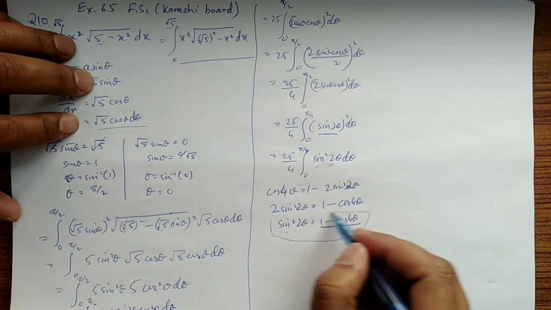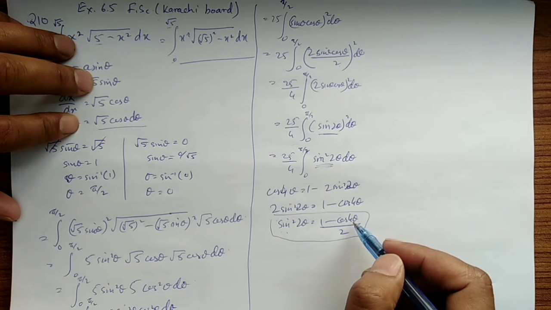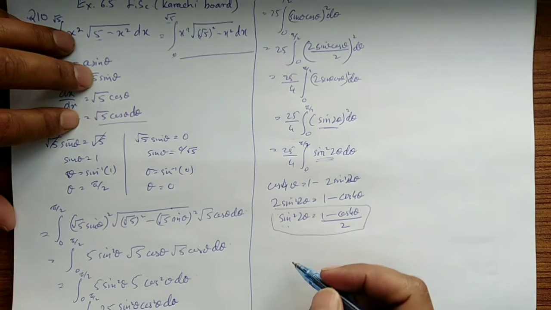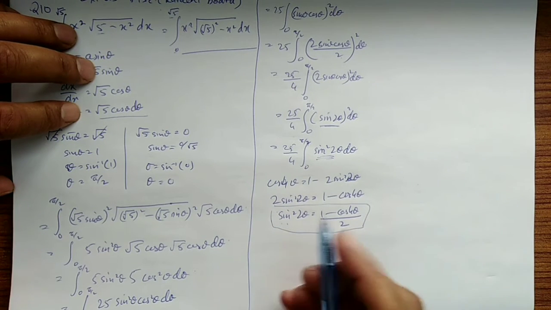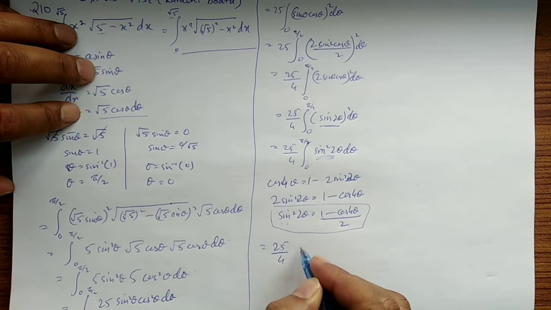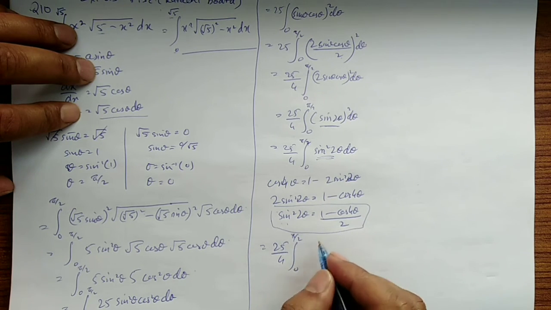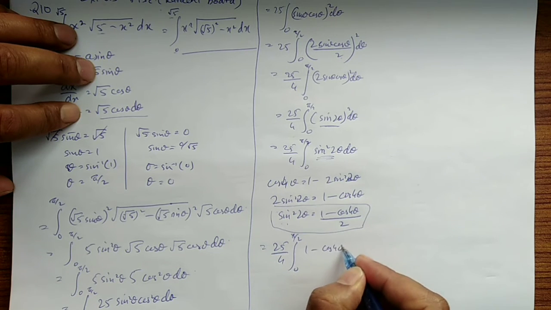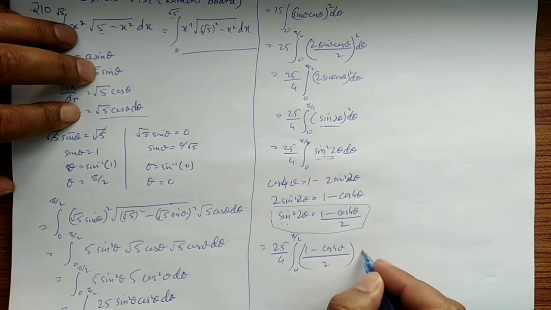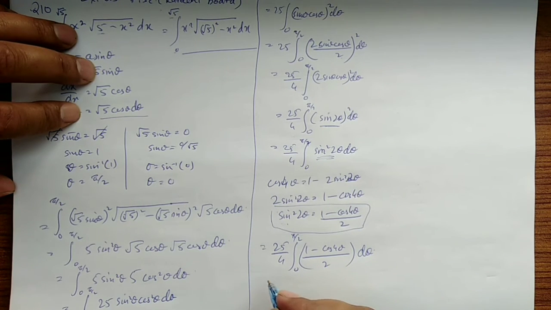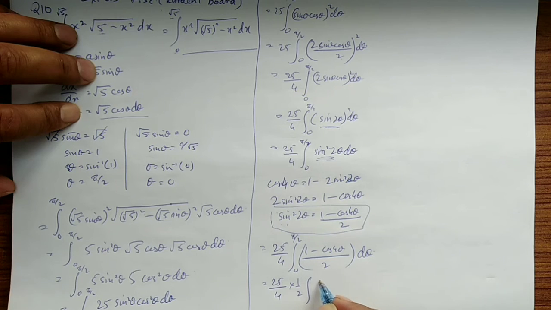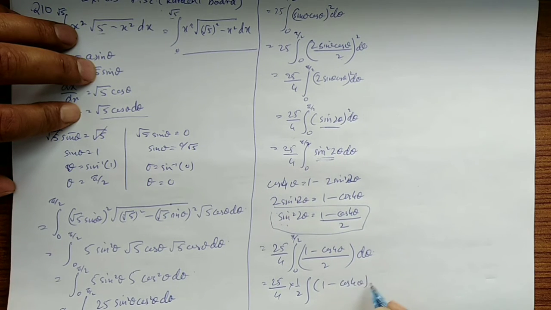So putting in place of this sine 2 theta whole square the value of sine square 2 theta, 1 minus cos 4 theta whole divided by 2, I am getting 25 upon 4, integral from 0 to pi upon 2 of 1 minus cos 4 theta whole divided by 2 d theta. And now taking this 1 upon 2 also outside, this will become 25 upon 4 into 1 upon 2 into the integral of 1 minus cos 4 theta d theta, from 0 to pi upon 2.